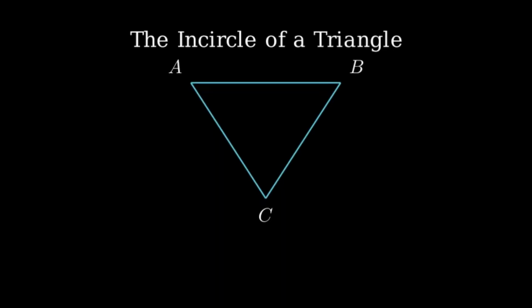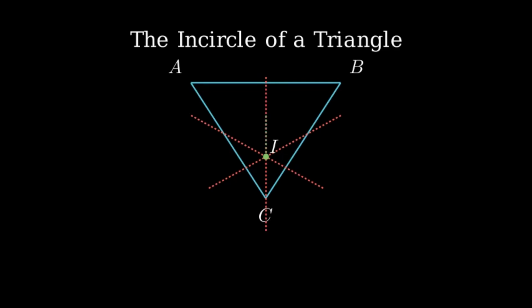Let's learn how to construct the incircle of a triangle. First, we'll start with a triangle ABC. Next, we'll construct the angle bisector at vertex A, then at vertex B, and finally at vertex C. The point where all 3 angle bisectors intersect is called the incentre, which we'll label as I.